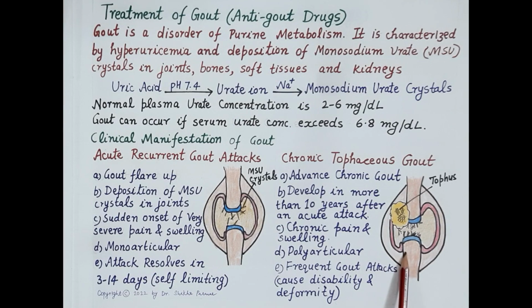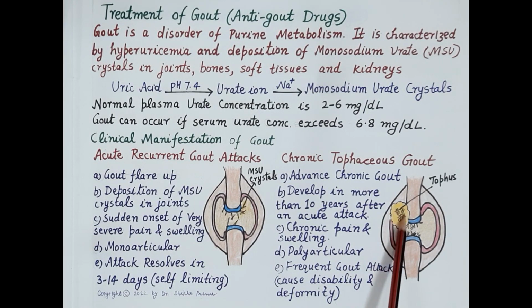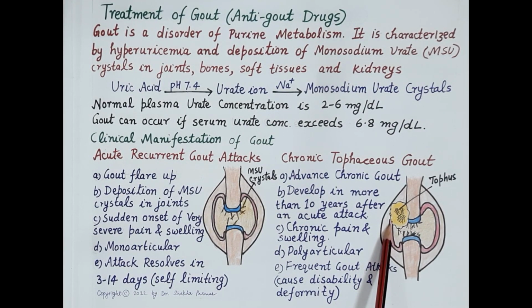Now look at this figure. This figure shows chronic tophaceous gout. Now, chronic tophaceous gout is characterized by the deposition of tophi in the joints. Now, this is a single tophus. Now, these are monosodium urate crystals in the center. Now, these crystals are surrounded by the inflammatory cells like macrophages and neutrophils. Now, chemicals like cytokines, lysosomal enzymes are released by the inflammatory cells. And these cytokines and enzymes destroy the articular cartilage, they cause destruction of the bone, and they also cause destruction of the synovial membrane.